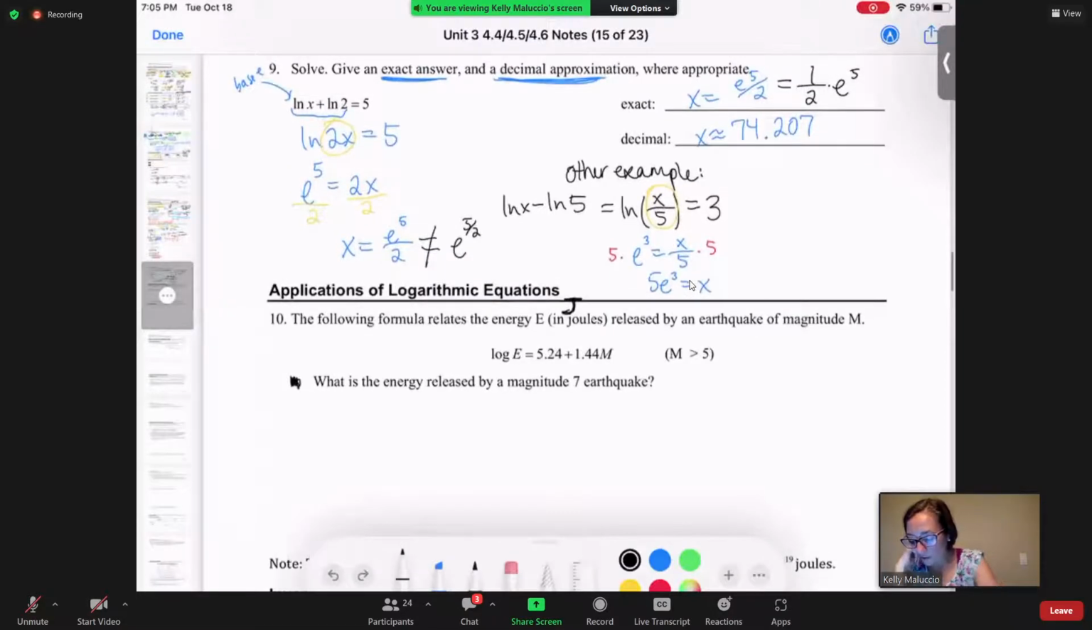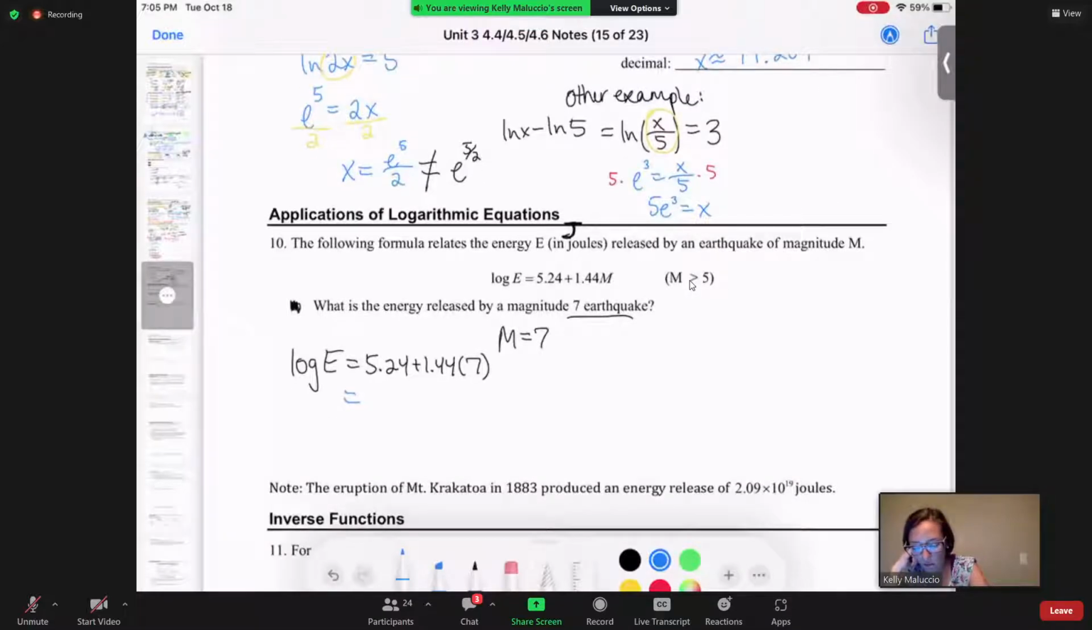So now our magnitude 7 earthquake. So M is going to equal 7, and we want to find E, so we'll say log E equals 5.24 plus 1.44 times 7. Okay, so let's calculate. 5.24 plus 1.44 times 7, I'm getting 15.32 with the calculator, and then log of E.